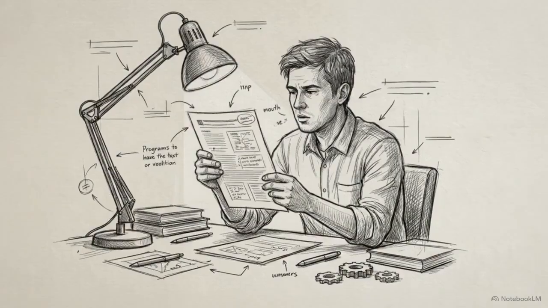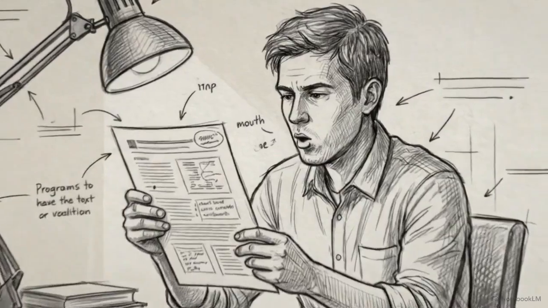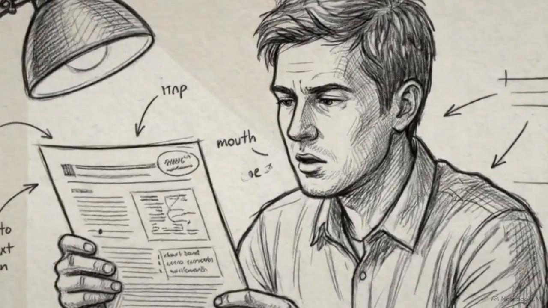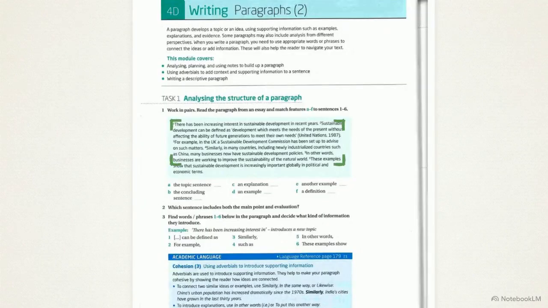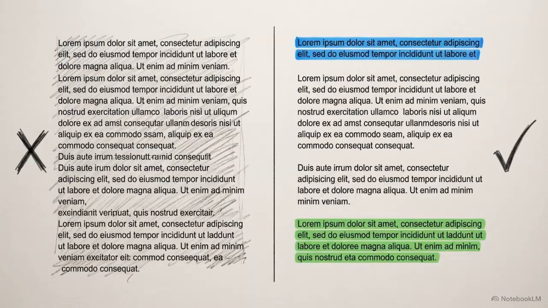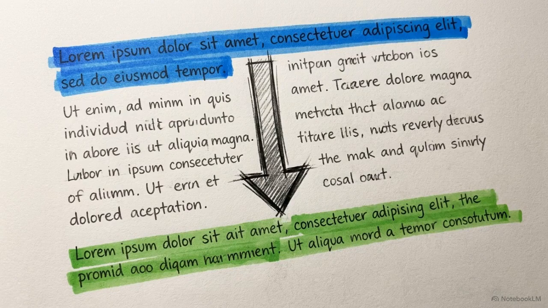Perform this check on your draft. Read your bookends out loud and ask, does the conclusion naturally resolve the claim you made at the start? If the claim is resolved, you have a solid foundation for your supporting evidence. Compare the monolithic block of text on the left to the structured paragraph on the right. The second version provides the reader with a clear path through the information.